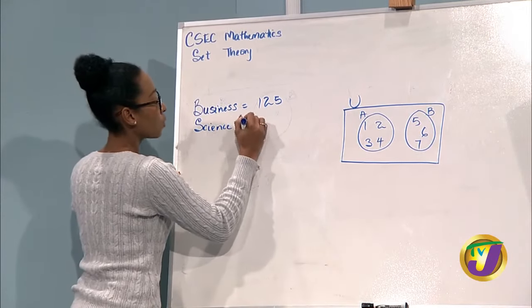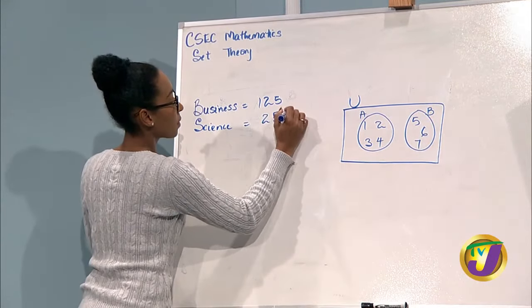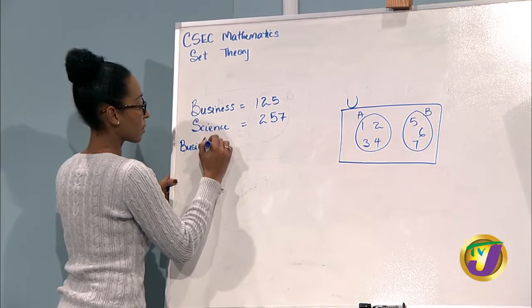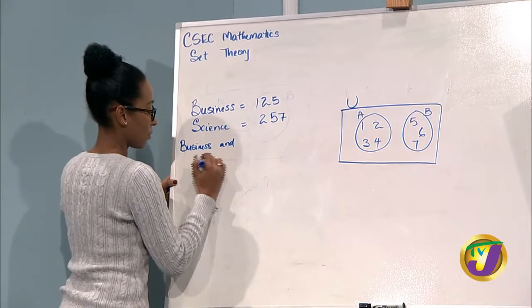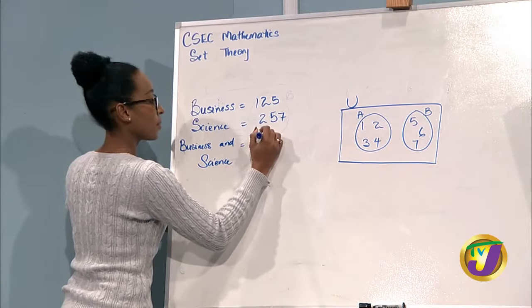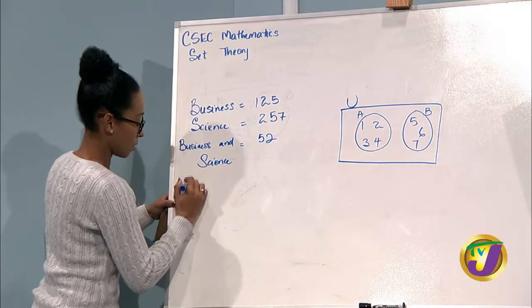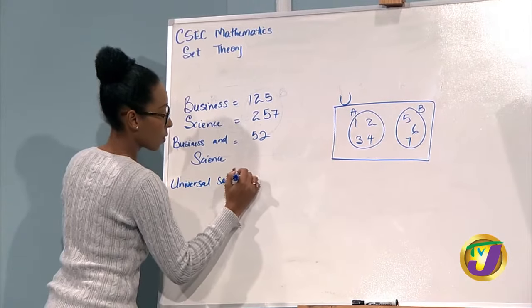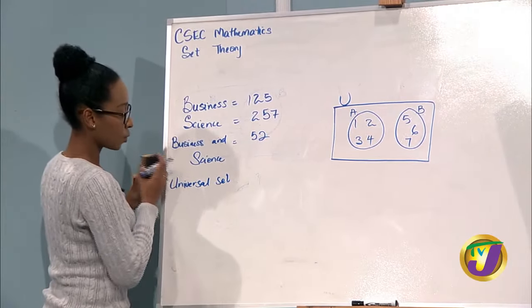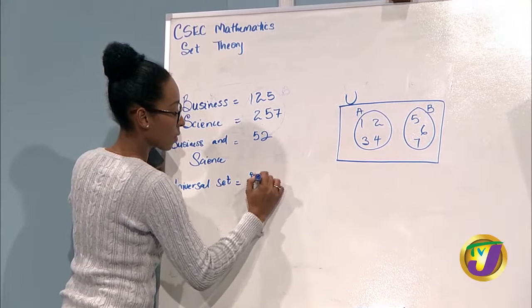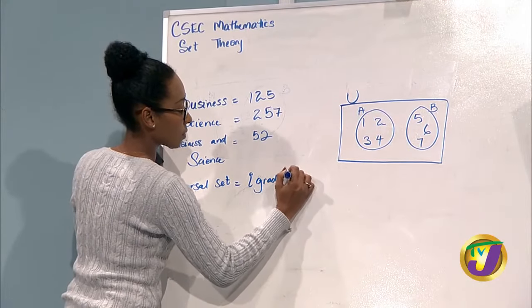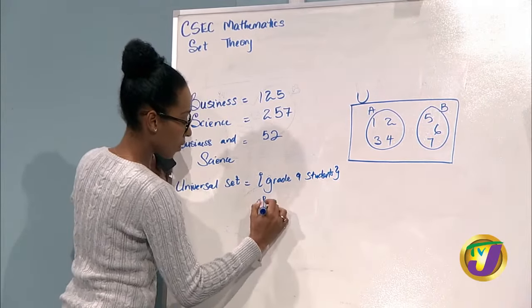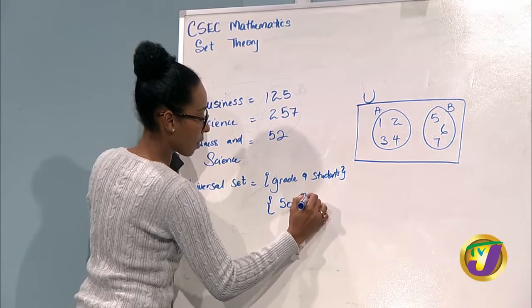All right, so that's 257. And both students selected both subjects. Right. Both subjects would have been 52. All right. And the entire high school group that they're looking at is 500. So the universal set is actually grade 9 students. It's grade 9 students, and that would have been 500, because I want them to understand how we arrive at our 500.